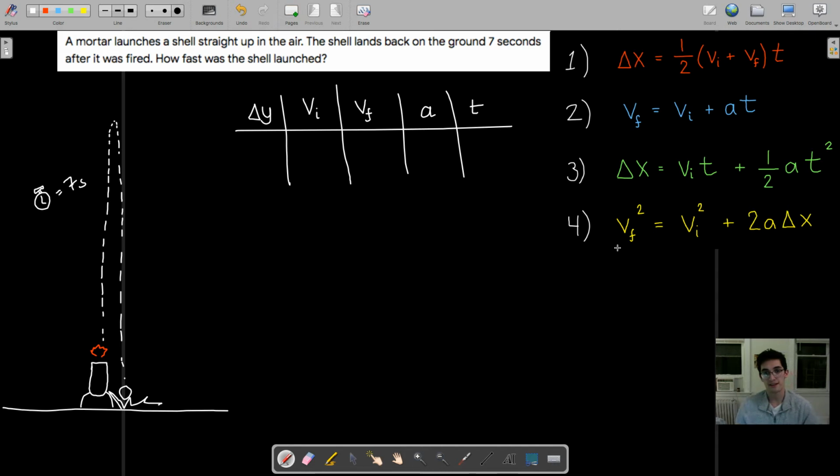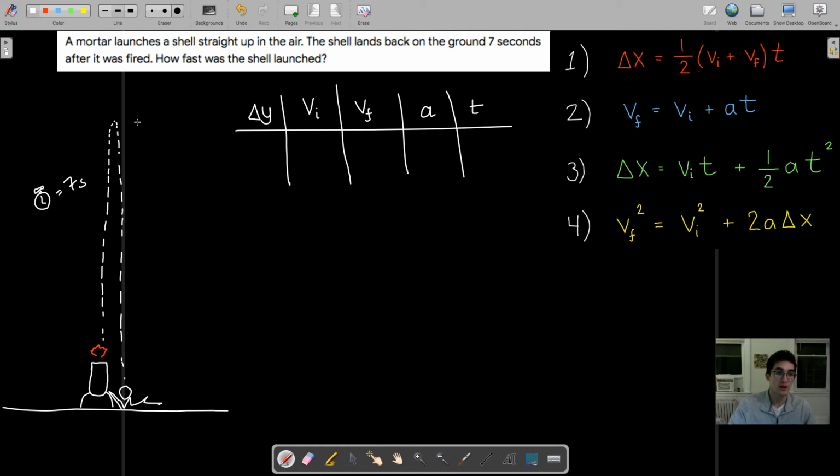All right, so hopefully you noticed that the ball, or the mortar shell, sorry, spends half of its time on its way up and half of its time on its way down. All right, that's true for any projectile that is launched and lands at the same height where it's launched. Half of the path is going up and half of the path is going down.